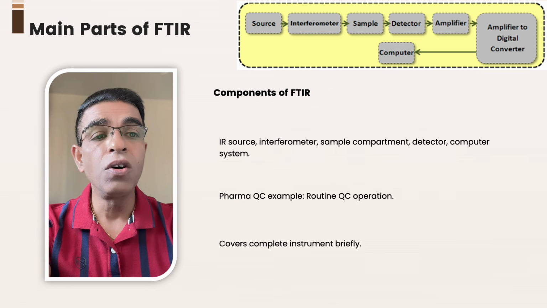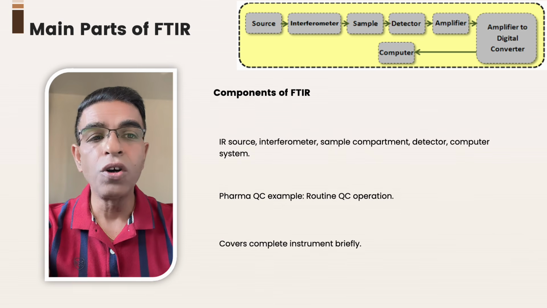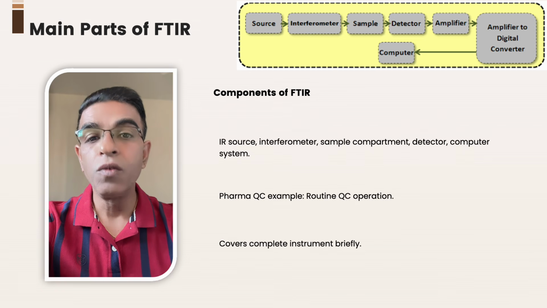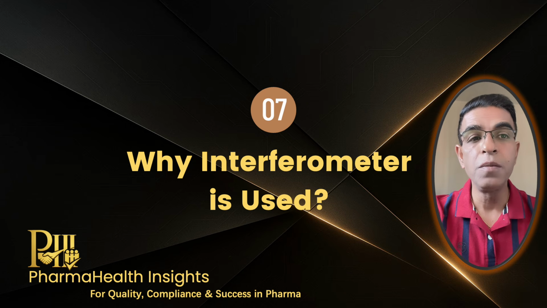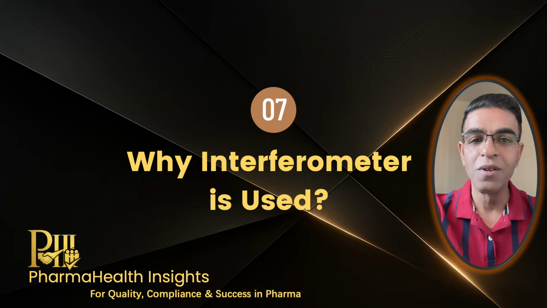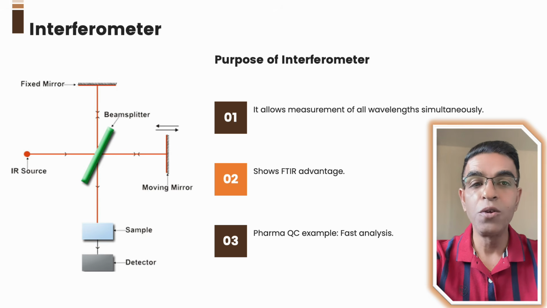Then add one strong line that interviewers love. Out of these, the interferometer is considered the heart of the FTIR because it helps in generating the signal that is later converted into the spectrum. This is a short, clear answer, exactly what the interviewers expect. So friends, once you have answered all of the above questions related to the principle and the parts, the interviewer will become more curious now. Now the interviewer will naturally move to the next question about the interferometer.